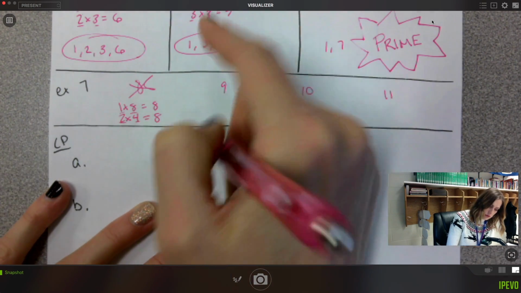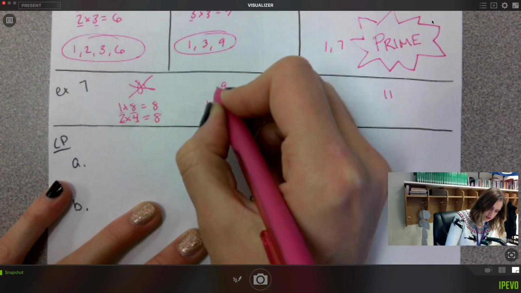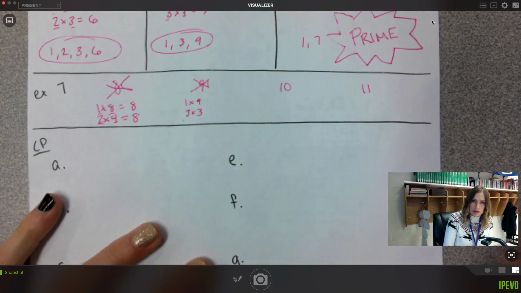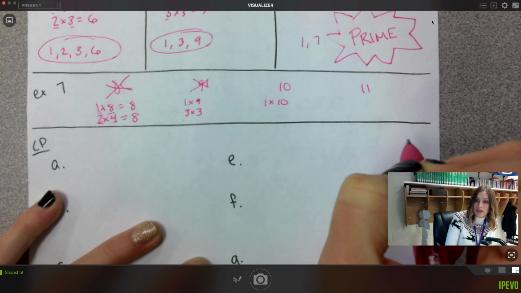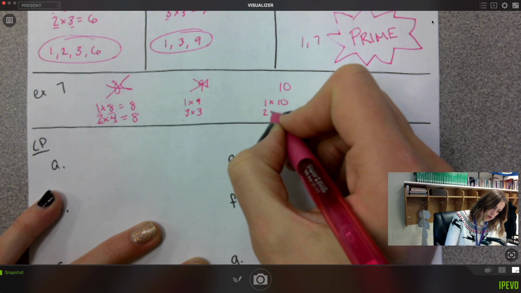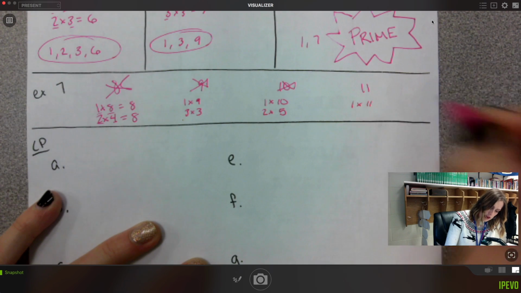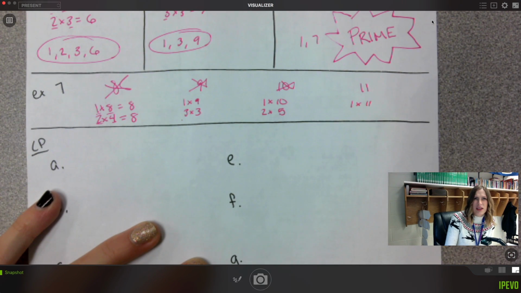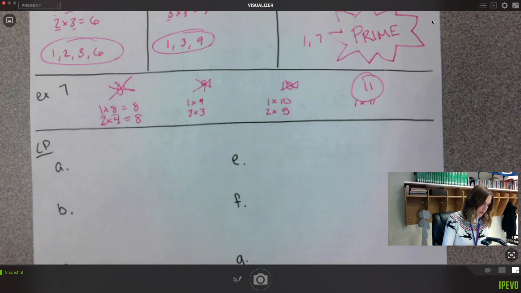What about 9? Well, we just said it has factors of 1 times 9 and 3 times 3, so it can't be prime. 10. 1 times 10. What else? Well, it's even, so we can do something times 2. 2 times 5, so not prime. What about 11? 1 times 11. Anything else that you can multiply by to get to 11? Nope, so 11 is prime. All right? 11 is our prime number there.